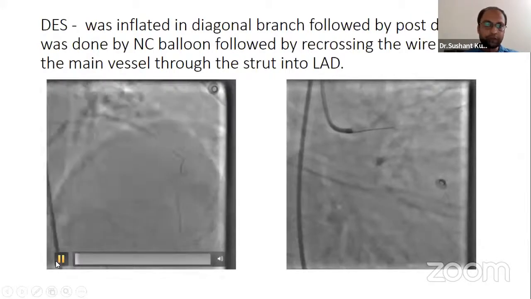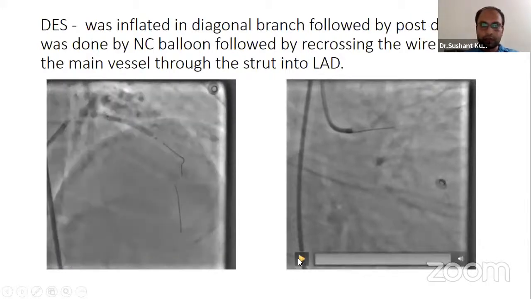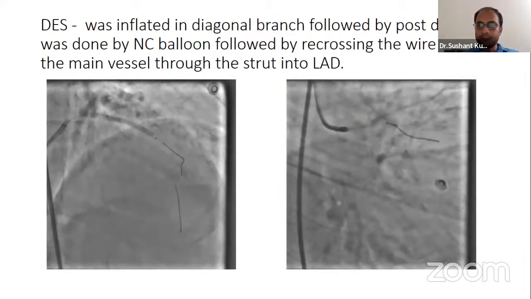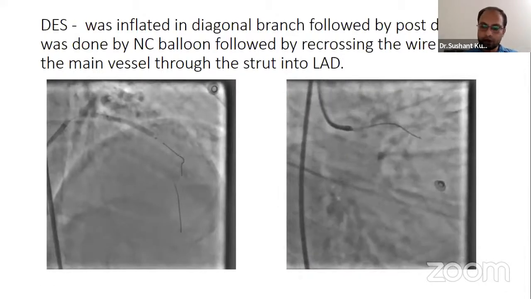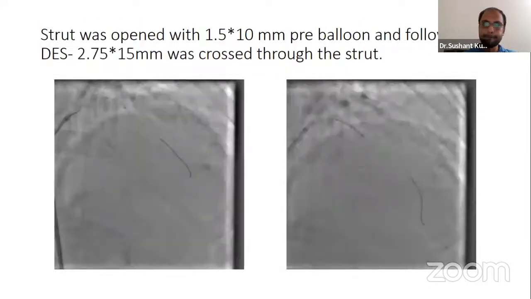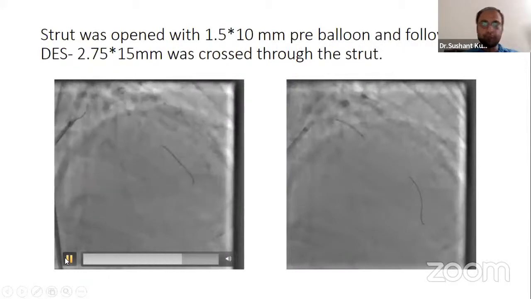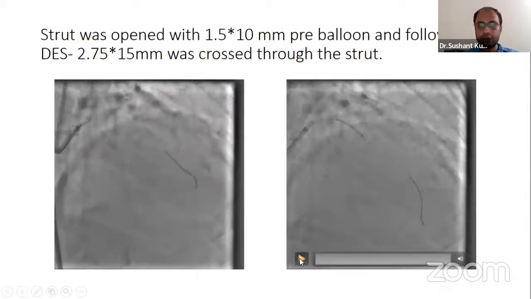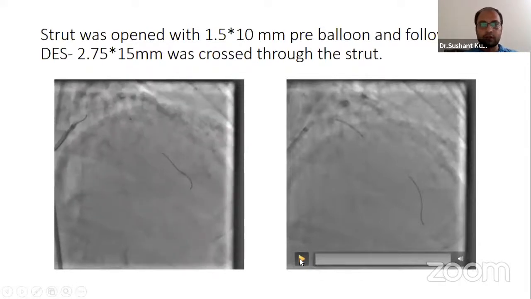It was deployed. Then the wire from the diagonal was recrossed into the main vessel through the strut. Then the opening of the strut was done with a 1.5 mm pre-balloon. Then we deployed a DES of 2.75 by 15 mm close to the strut.